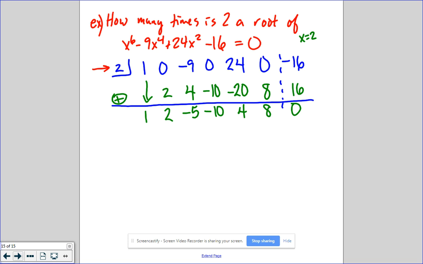What this means is I'm dividing my equation by x minus 2. When I put 2 in the box, that's what I'm dividing by, x minus 2, until you can't do it anymore, right? Right. Yep. Now, I'm going to put 2 in the box again.